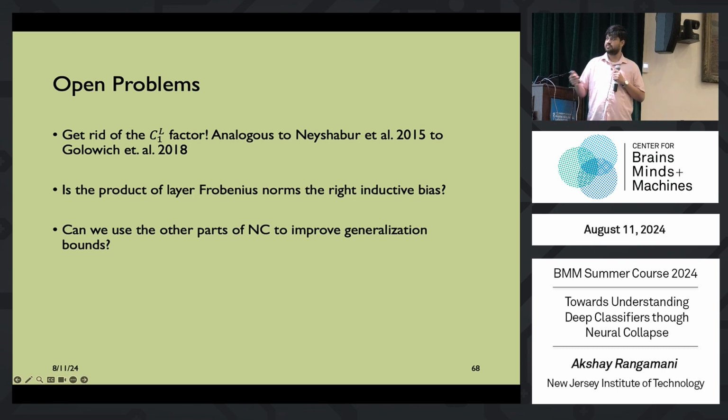Can we identify either the orthogonality of the weights or the alignment between layers? Can we use that to get better generalization bounds for deep networks? That's another open question.